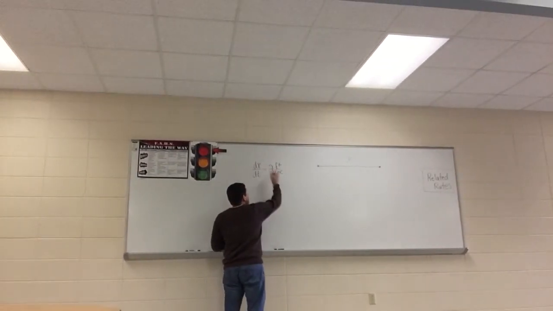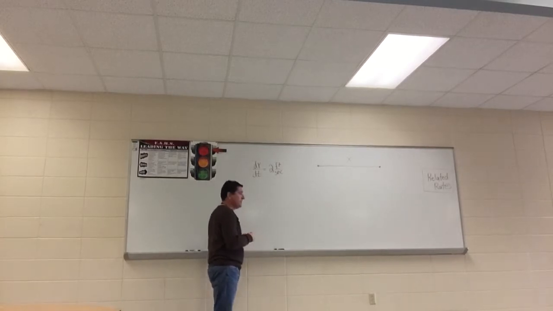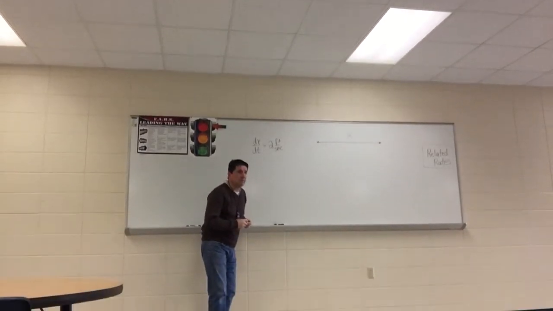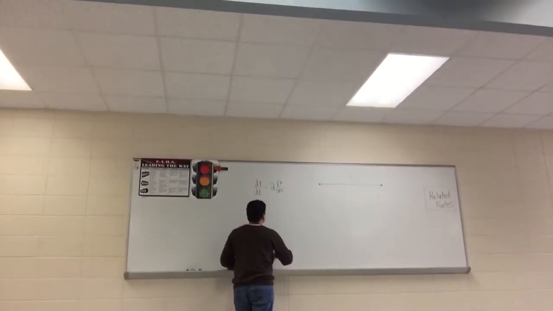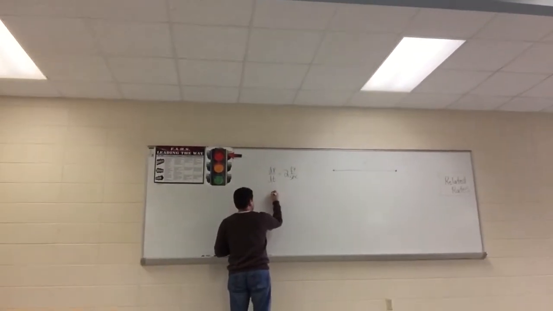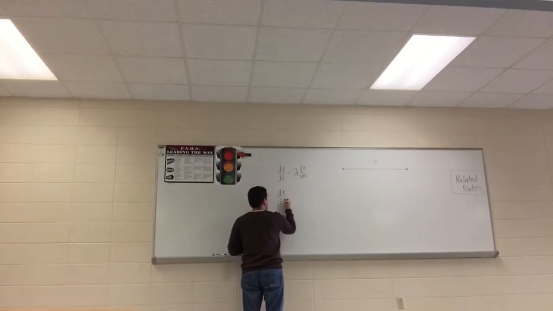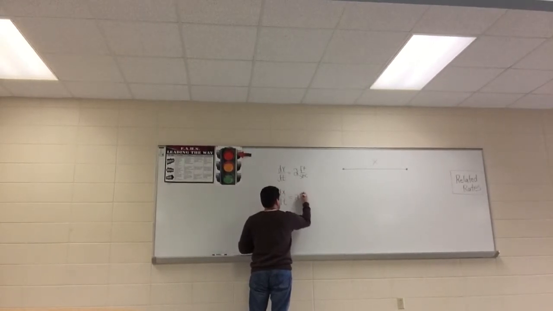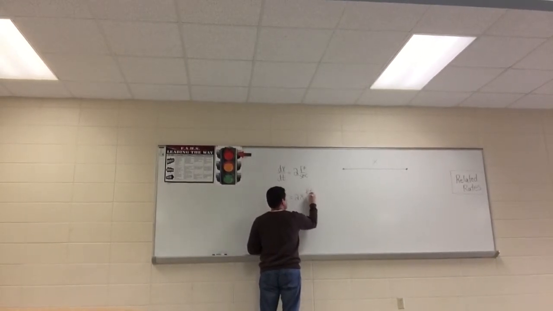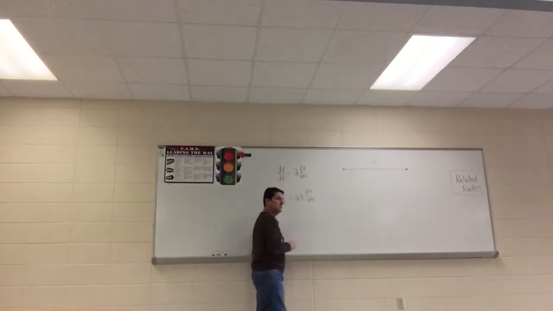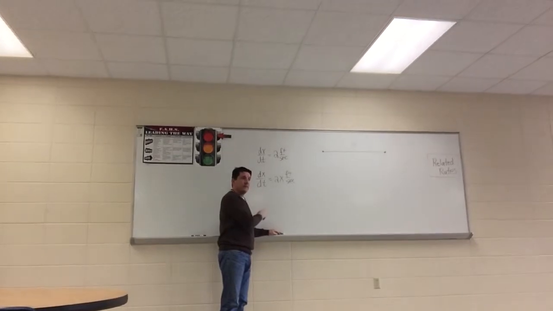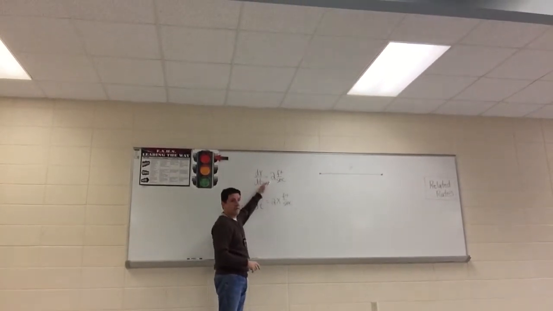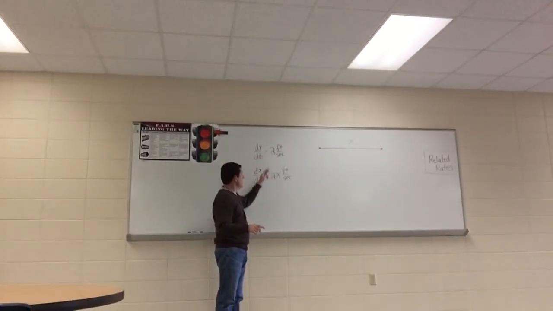Now, it's possible to have a rate that's variable, which would mean something like this. If I said dx dt is equal to 2x feet per second. This is called a variable rate. This is a constant rate. This is just a single number.